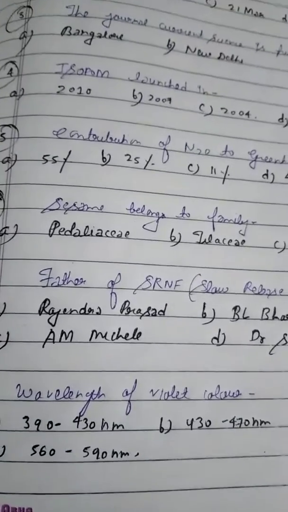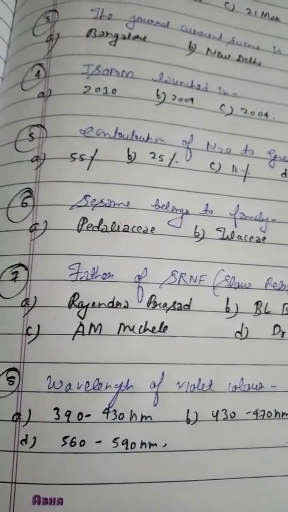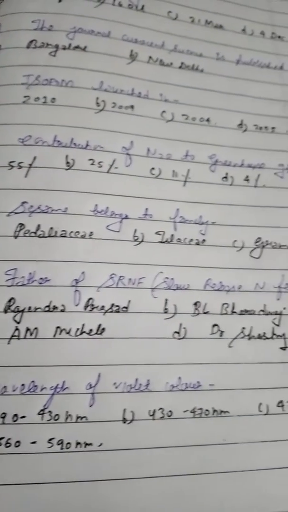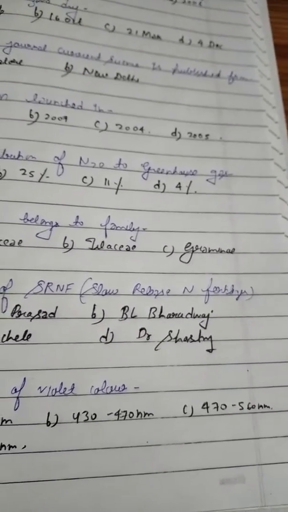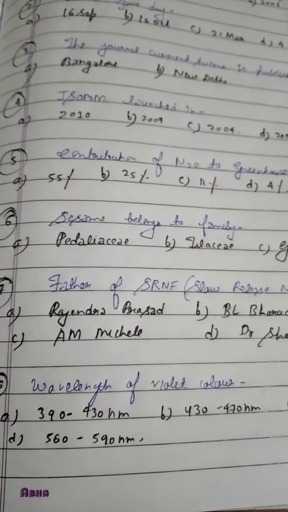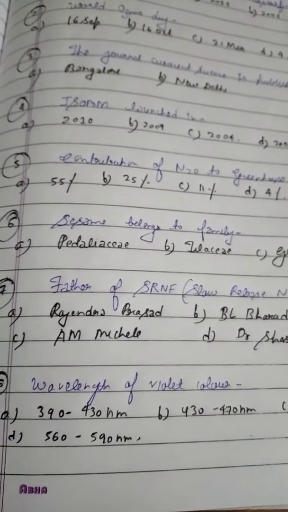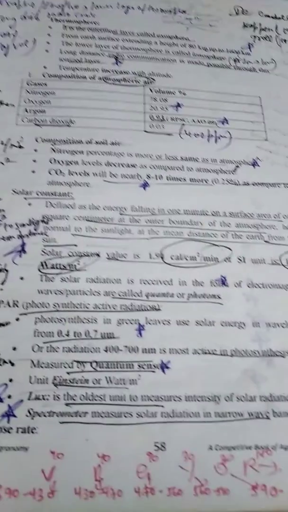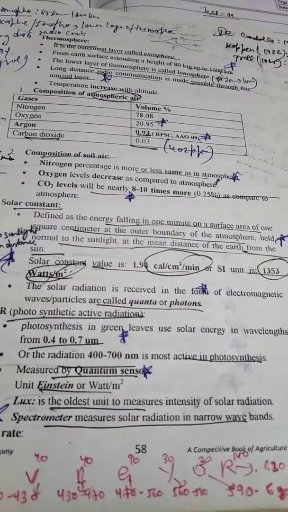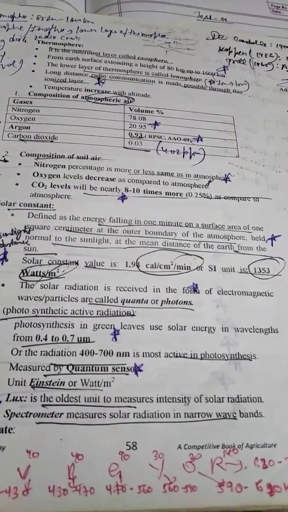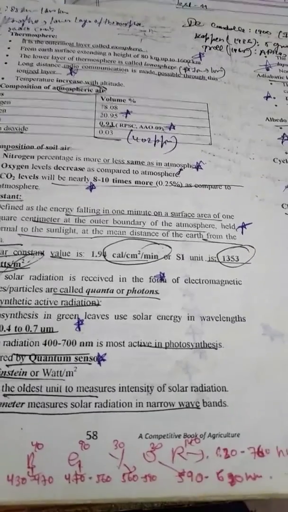Student question number 8, you see, wavelength of violet color. Option A, 390 to 430 nanometer. Option B, 430 to 470 nanometer. Option C, 470 to 560 nanometer. Option D, 560 to 590 nanometer. You have to tell what is the wavelength of violet color. Student, please remember VIBGYOR, you remember this spectrum. Remember 40, 40, 90, 30, 30, 140.